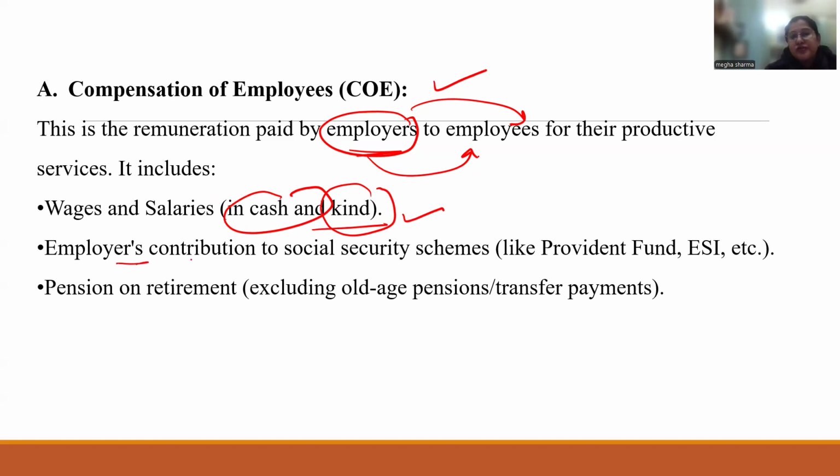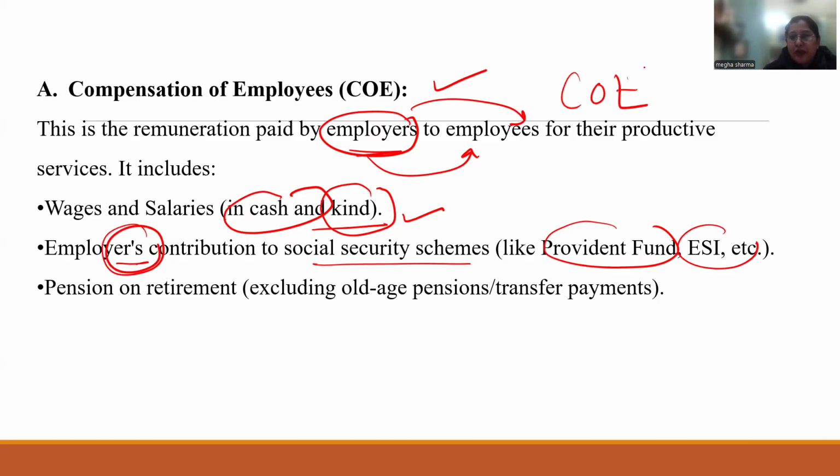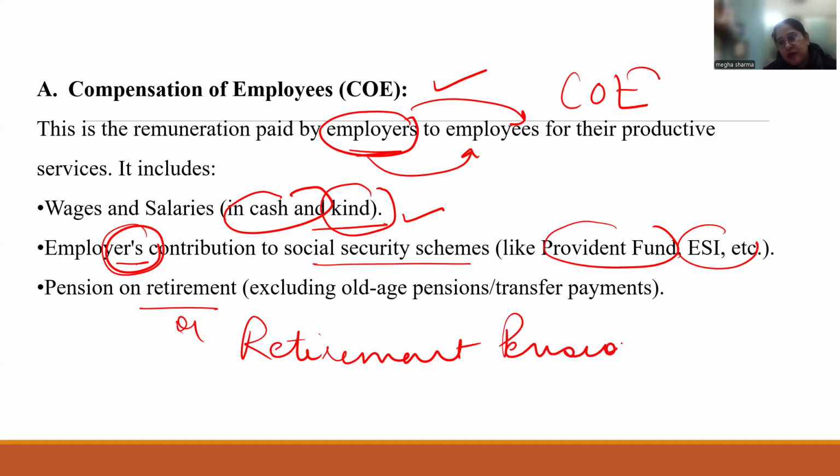Then is the employer's contribution to social security schemes like Provident Fund and ESI. If the installments are paid by the employer, it will be calculated under compensation of employees. Last but not the least, the third component of compensation of employees is pension on retirement, or we can say retirement pension. It's a part of my remuneration for the services I rendered during my tenure while I was working.